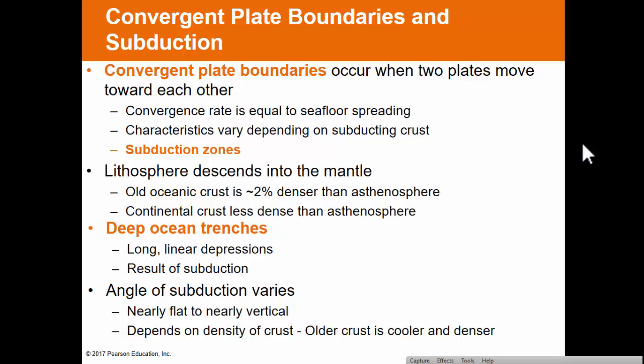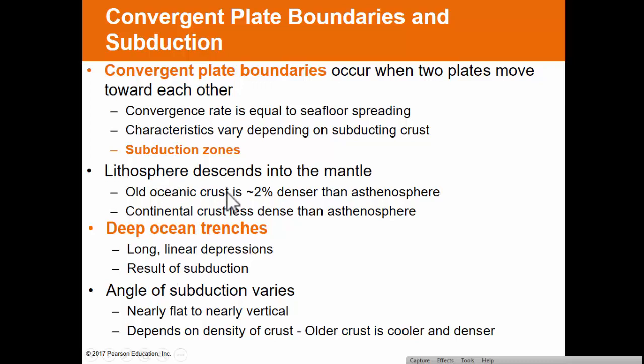So the lithosphere descends into the mantle because the old oceanic lithosphere is about 2% denser. So when it comes to oceanic crust converging, whether it's with other oceanic crust or with continental crust, because that oceanic crust is just a little bit denser than the asthenosphere, that oceanic lithosphere is going to descend down into the asthenosphere, and that's where it's eventually consumed. That subduction zone creates our deep oceanic trenches, whether they're in the middle of the ocean, like the Marianas and the Tongan Trench out in the middle of the Western Pacific, or they're long linear trenches right along the continents, like on the west side of South America or along Japan.